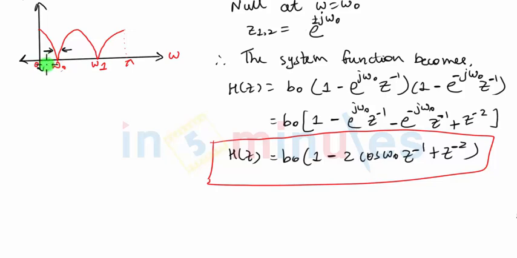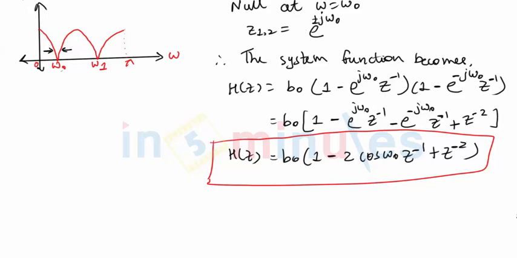You can see the frequencies around omega naught will also be attenuated. Now I don't want this. I will have to reduce the bandwidth of this notch simply because I want rejection of only omega naught and not of the surrounding frequencies.